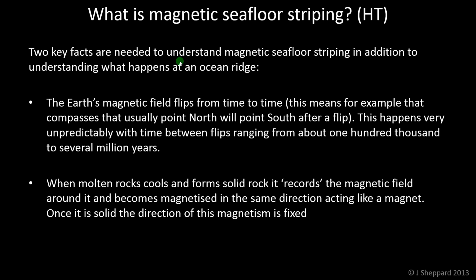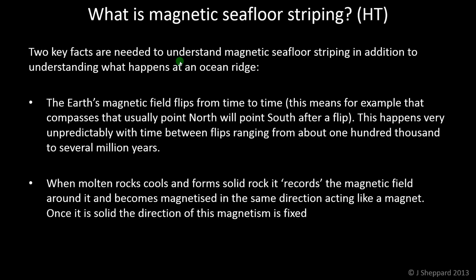And the second thing is when molten rock cools and forms solid rock, it records the magnetic field around it. So if we're in a period of time where the Earth's magnetic field is pointing as it is now, the rock would become magnetized, acting like a magnet that's pointing north. If you brought a compass near to that rock, it would distort the direction of the compass needle. It would make it point along the direction that the rock was magnetized in.